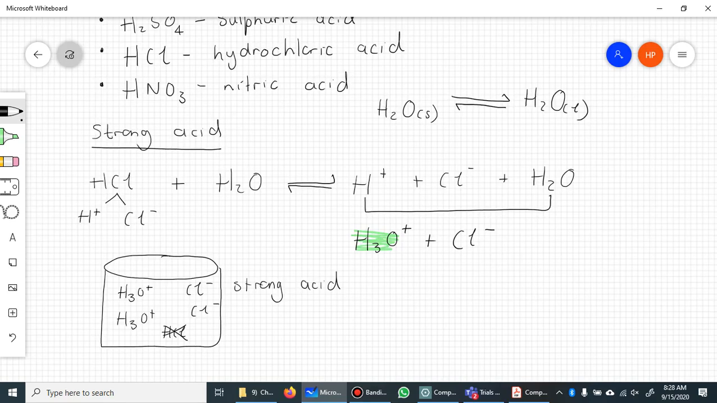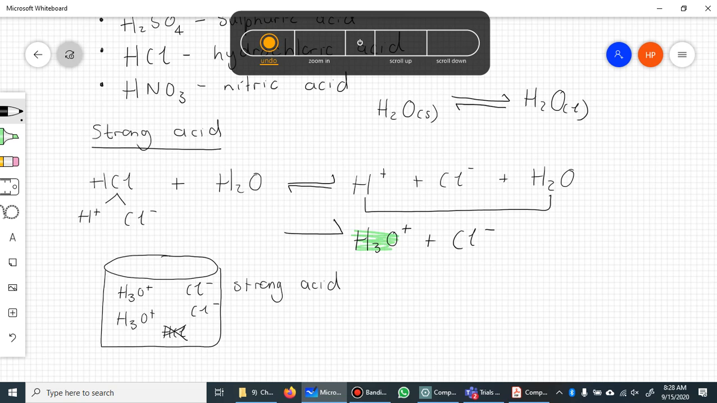...again and form HCl. But strong acids do not want to form HCl. They want to stay broken apart. So if I did this accurately, I would actually just draw one forward arrow like that, and I wouldn't draw any reverse arrow at all. That's the correct way to write it.